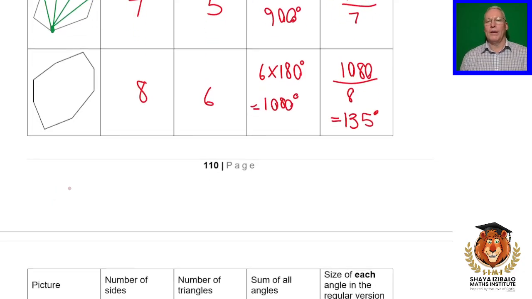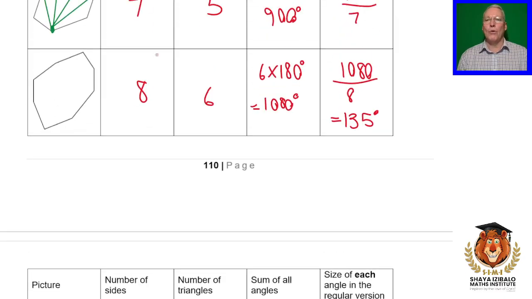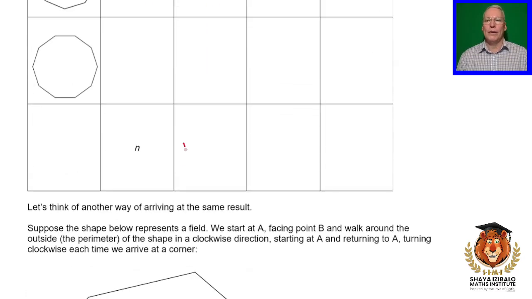Okay, right. So we've kind of got this picture. Now this is a 9-sided and then a 10-sided, and we're not going to fill all of this in. But if we had an n-sided figure, how many triangles could we make? Well, let's have a look. It's always 2 less, so n minus 2.